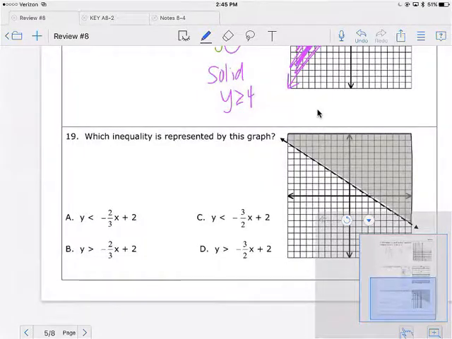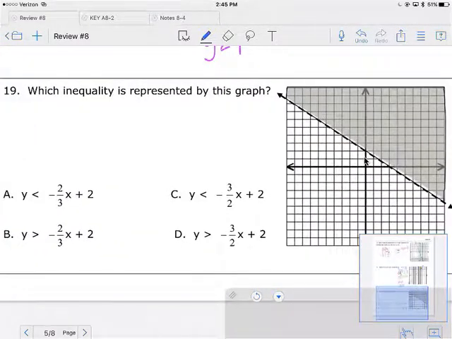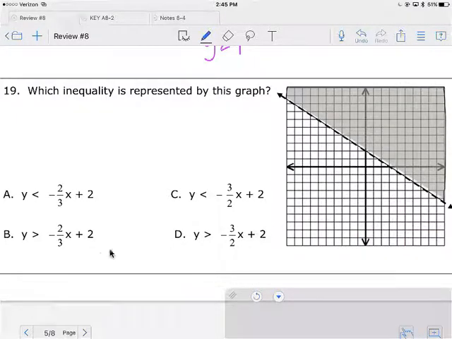Problem 19 asks me which inequality is represented by this graph. I can see that my graph starts at 2, but unfortunately all of my answer choices start at 2. I can see that my line is negative, but unfortunately all of my slopes are negative. I can see that my line is dashed, but unfortunately all of my inequalities are dashed. So I'm going to need to find my slope and my shading.